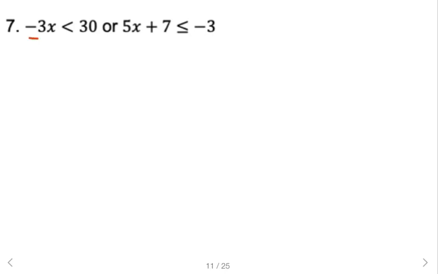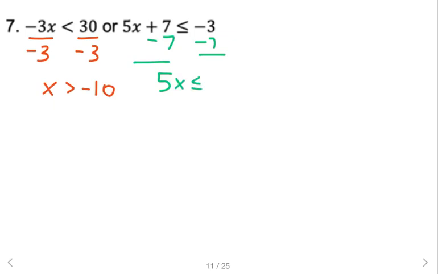All right, to get rid of multiplying by a negative 3, we'll divide by a negative 3 on each side. We'll have x is greater than negative 10. Don't forget to reverse that inequality symbol. To get rid of plus 7, we'll subtract 7. And so we get 5x is less than or equal to negative 10. To get rid of multiplying by 5, we'll divide by 5 on each side. And we get x is less than or equal to negative 2.